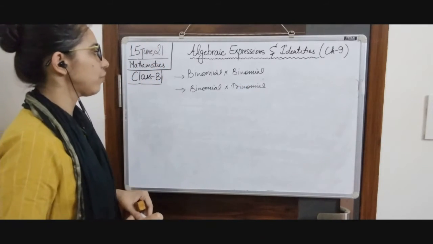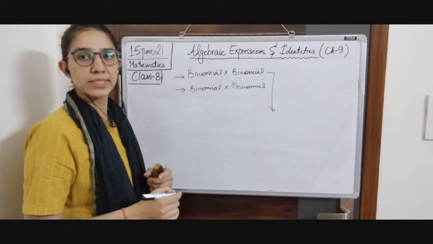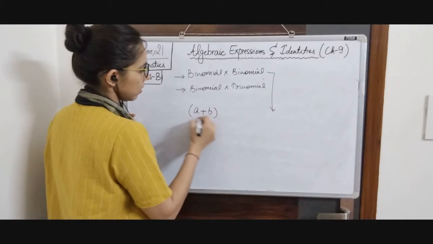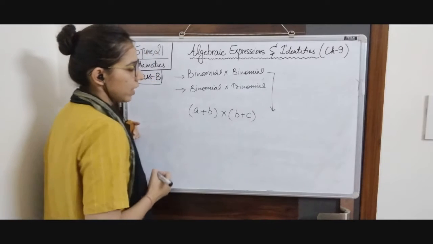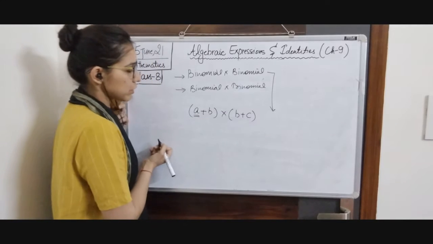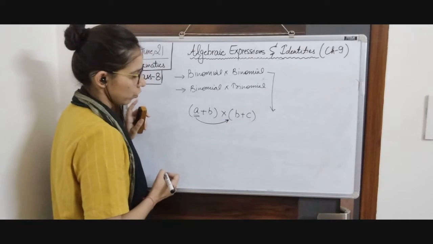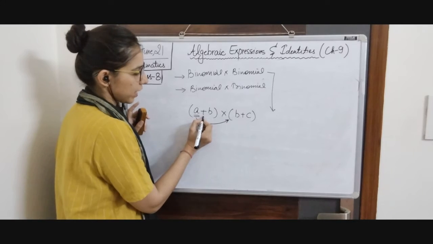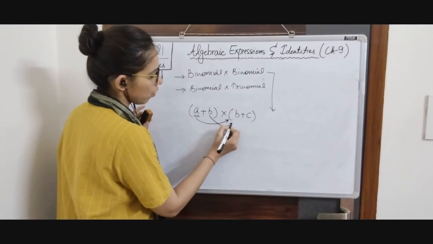For getting a feel of what it means to multiply a binomial with a binomial, we are going to take a simple example. Suppose we want to do (a plus b) into (b plus c). You will take the first term of the first binomial and multiply it with the whole second binomial. Then you will use the sign: if it is plus, you will write plus; if it is minus, you will write minus. After that, you will multiply the second term with the whole binomial.